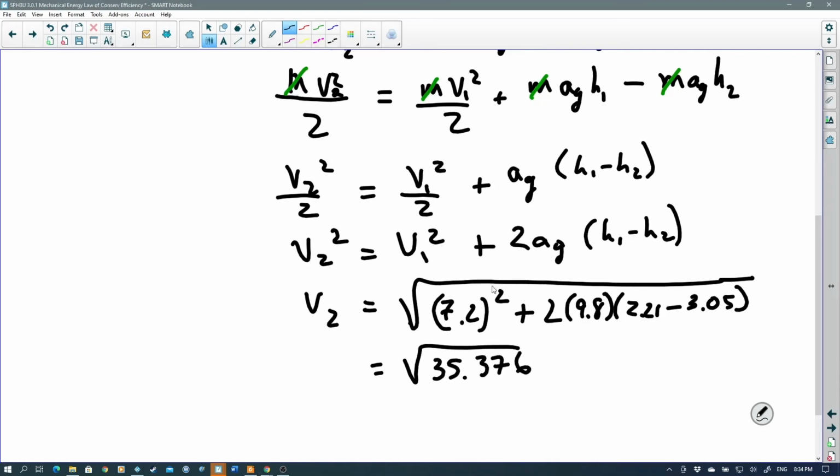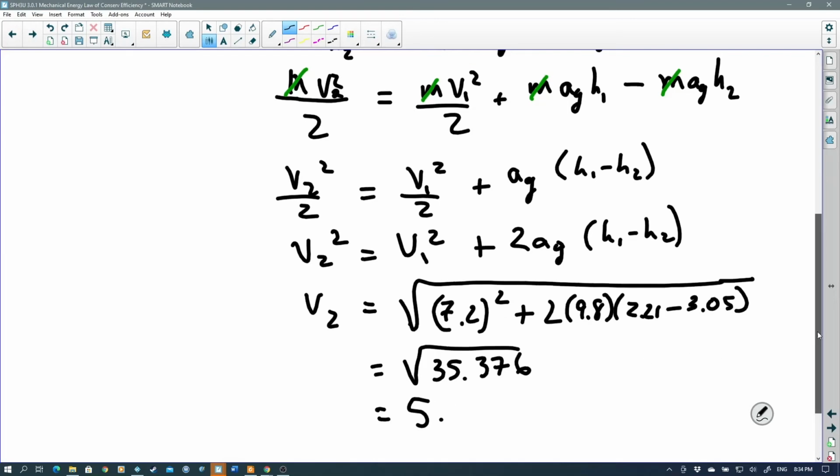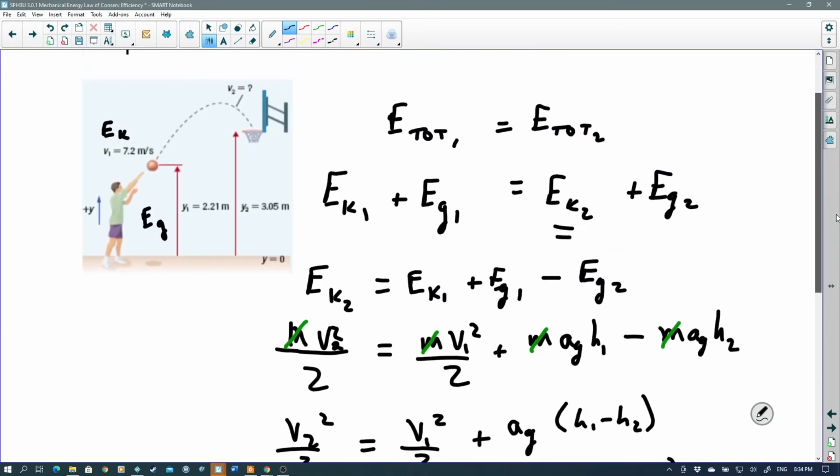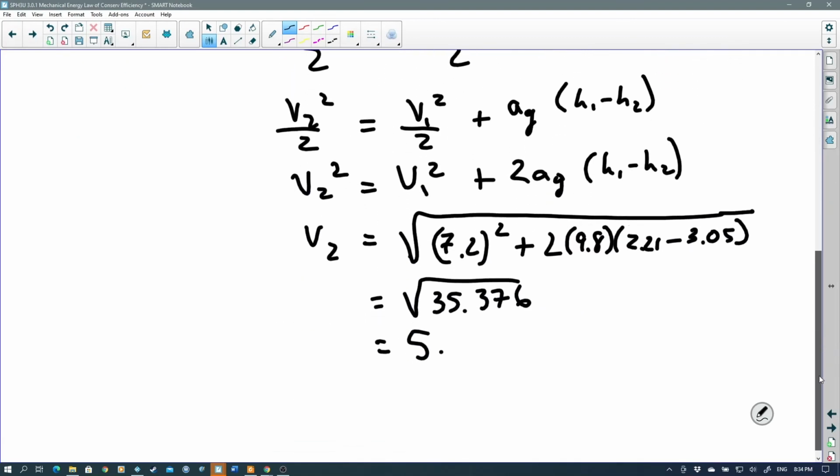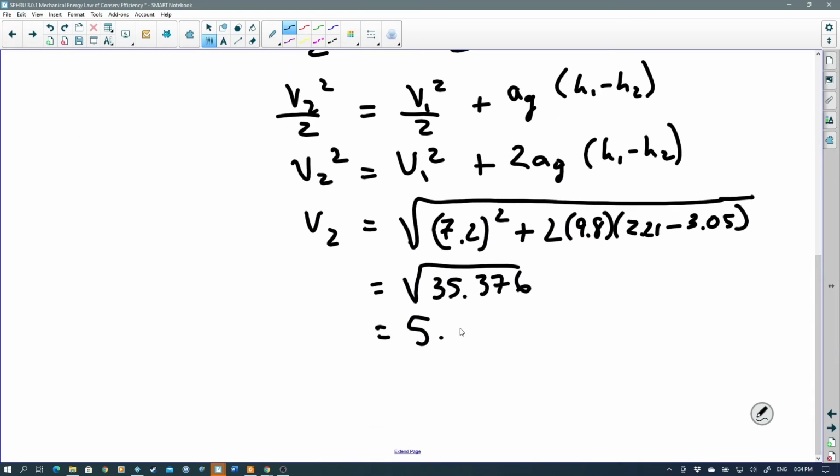You'll notice that the only time I inputted numbers is at the very end when I'm ready to put it in my calculator. I didn't round anything off anywhere else. At this point, I'm going to square root that value, which gives 5.94. I believe everything had 2 significant digits, the least amount, so we're going to round that off to 5.9 meters per second.